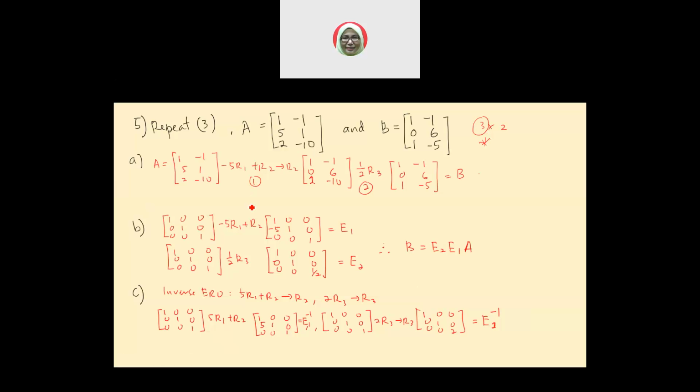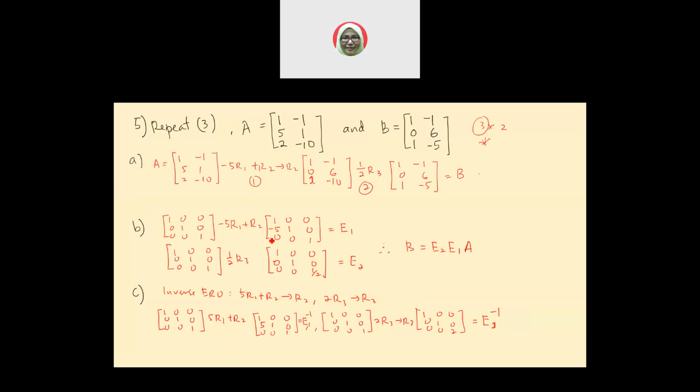Apply the first row operation on the identity matrix to get E1, and apply the second row operation on the identity matrix to get E2. So the sequence of elementary matrices is B equals E sub 2 multiply E sub 1 multiply A. For the inverse elementary matrix, we need the inverse row operation. Here the first row operation is negative 5R1 plus R2.